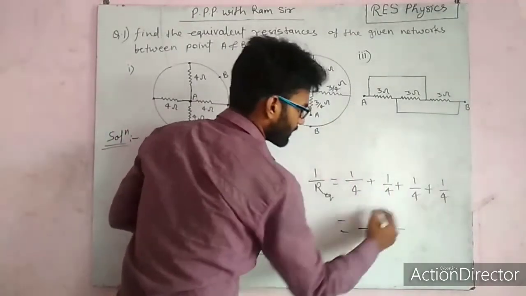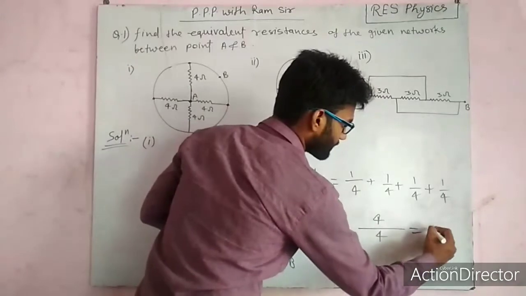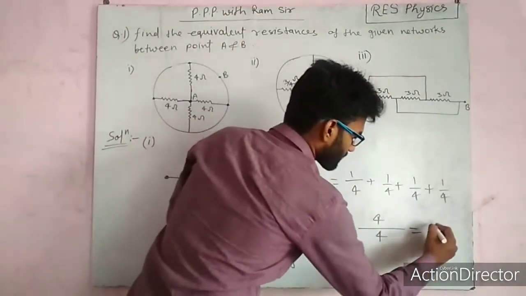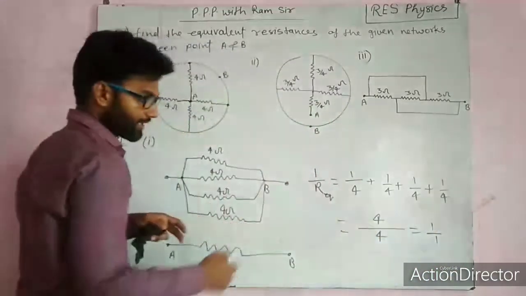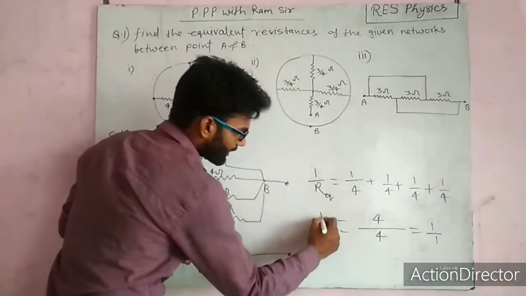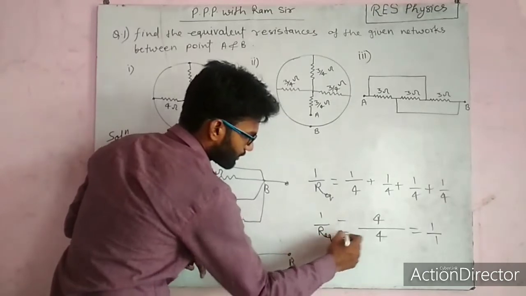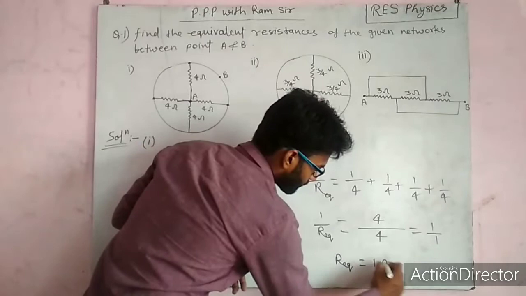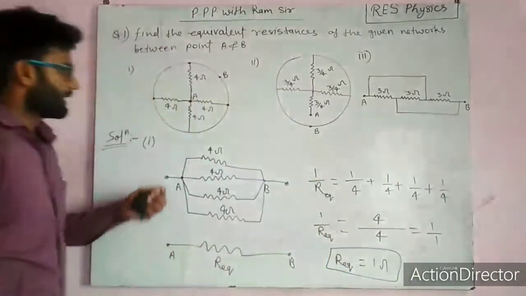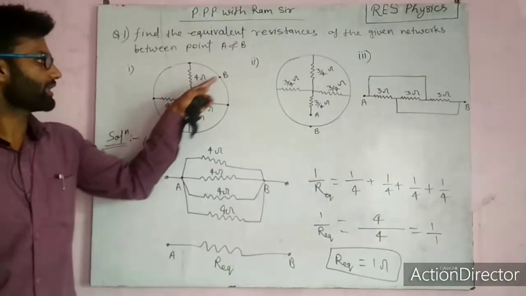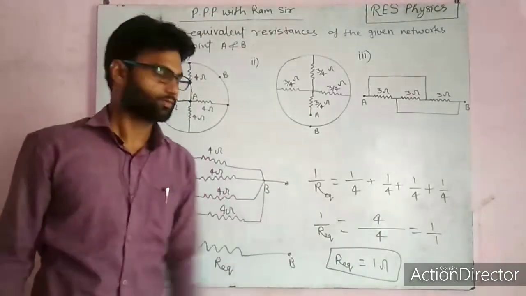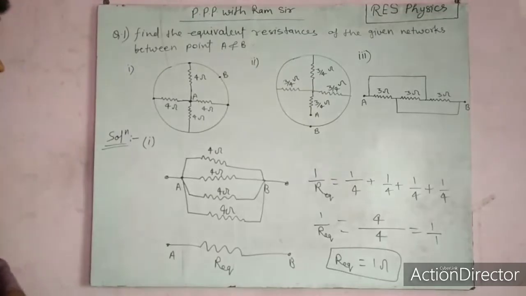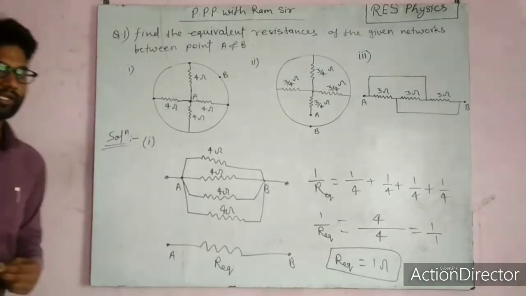So 4 times 1 by 4 will become 4 by 4, and this is equal to 1. So we can write it like 1 by 1. So 1 upon R equivalent is equal to 1 by 1. So R equivalent, you can write, is 1 ohm. So the equivalent resistance between points A and B will be 1 ohm. So hopefully this first question will be clear to all of you, right? Now moving to the second question.